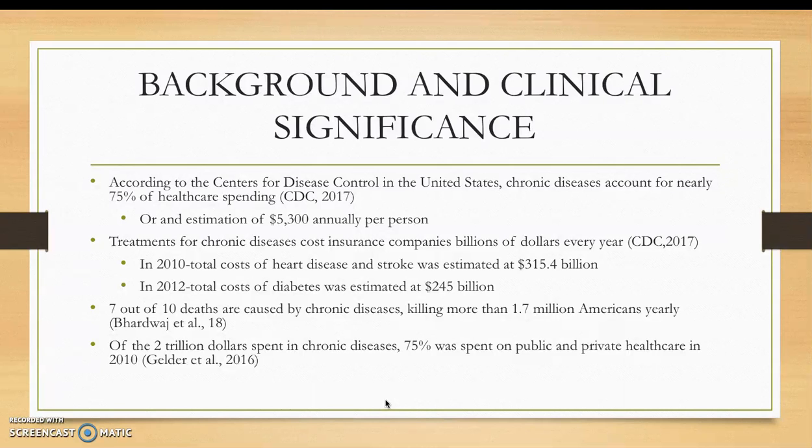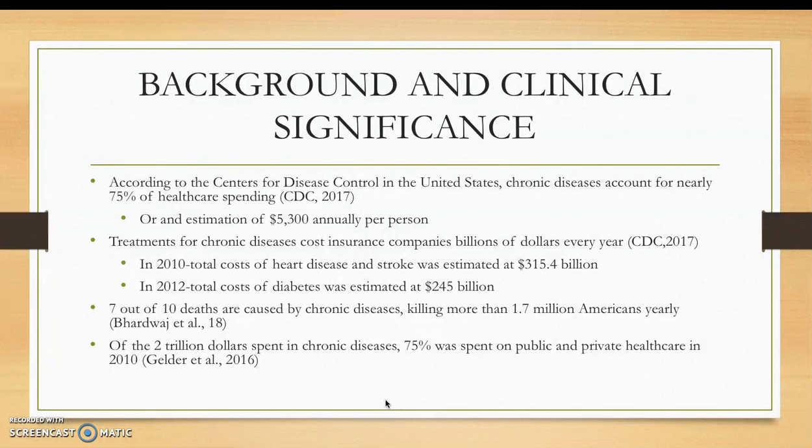Background and clinical significance. According to the Centers for Disease Control in the United States, chronic diseases account for nearly 75% of healthcare spending, or an estimated $5,300 annually per person. Treatments for chronic diseases cost insurance companies billions of dollars every year. In 2010, the total cost of heart disease and stroke was estimated at $315.4 billion. In 2012, the total cost of diabetes was estimated at $245 billion.